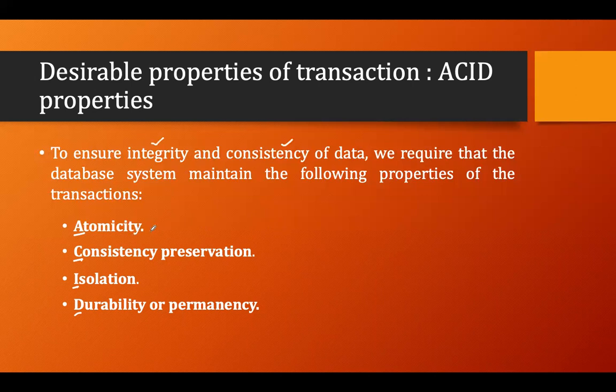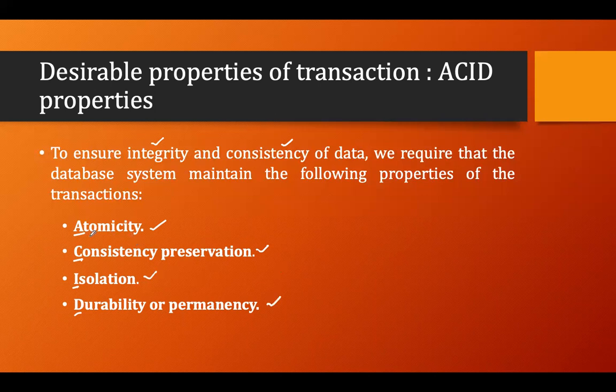The first property is called atomicity. The second property is called consistency preservation. The third property is called isolation. The fourth property is called durability or permanency.